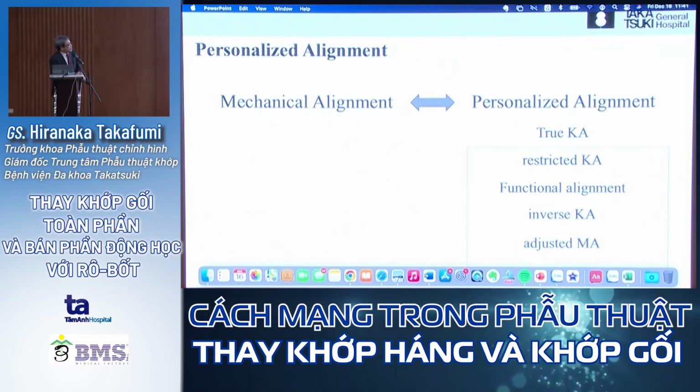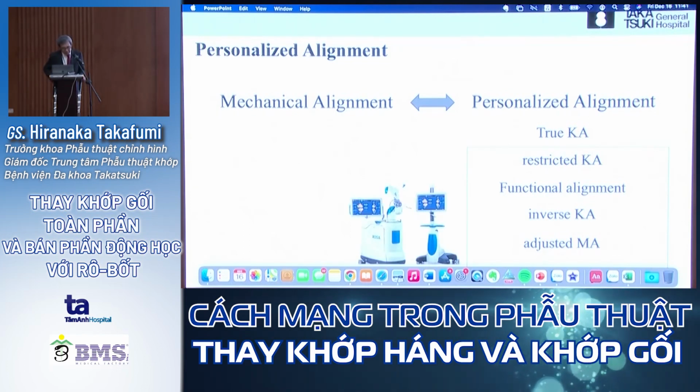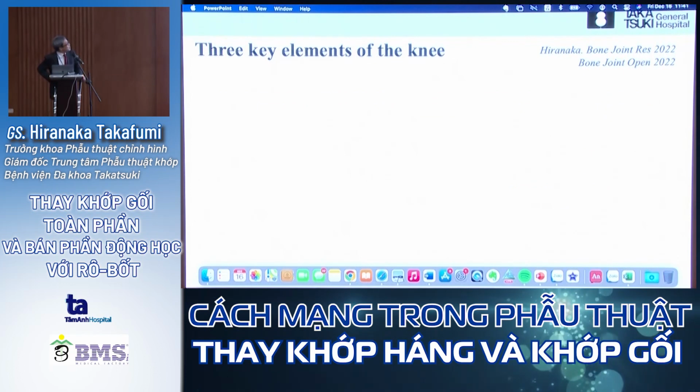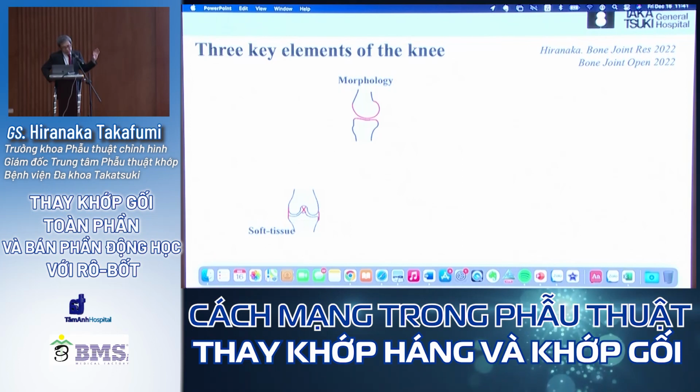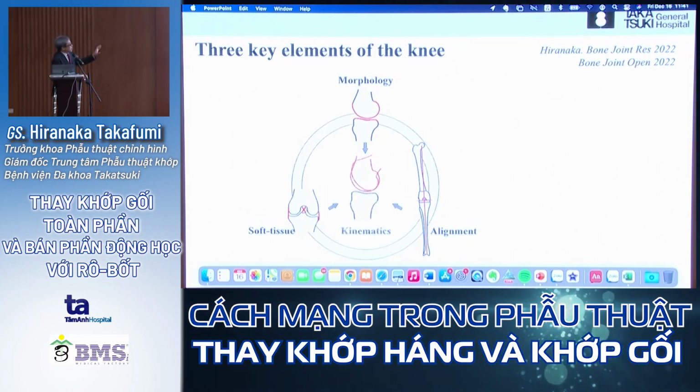But other than true kinematic alignment, we require a robot or some computer devices. So this is my theory. There are three main important elements of the knee. One is the morphology, another is the soft tissue, and the other is the alignment. So they make a good harmony. So one element decides the other two elements and is decided by the other two elements, constructing the patient's own kinematics or harmony.